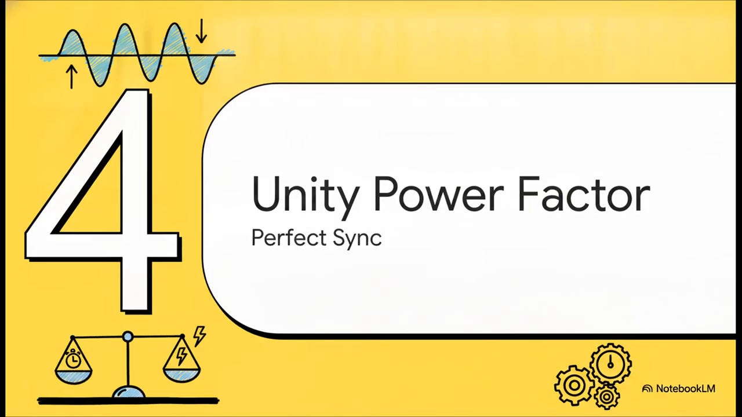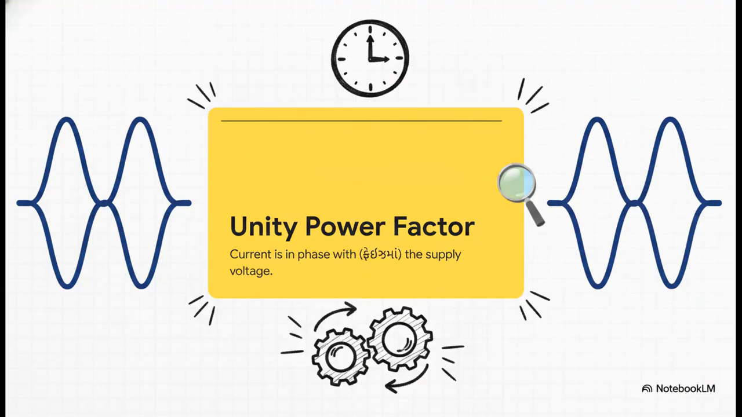Which brings us to section 4, unity power factor, perfect sync. This right here is the theoretical ideal. Going back to point 3 in our source text, unity power factor is defined as the state where the current is entirely in phase with the supply voltage. If we break down the Gujarati term phase ma, it means absolute locked-in synchronization. There's no delay, no anticipation, they are moving completely as one.